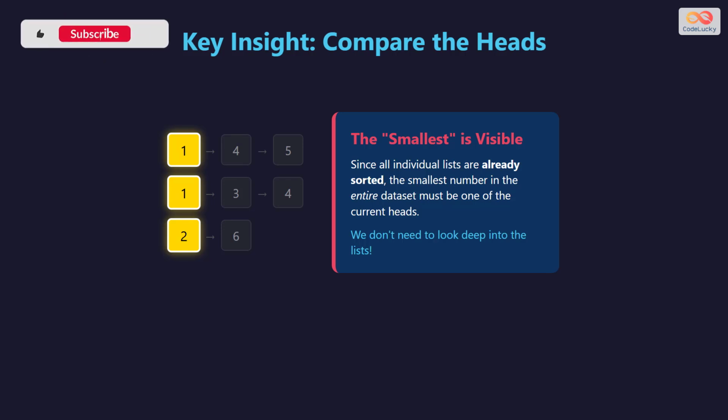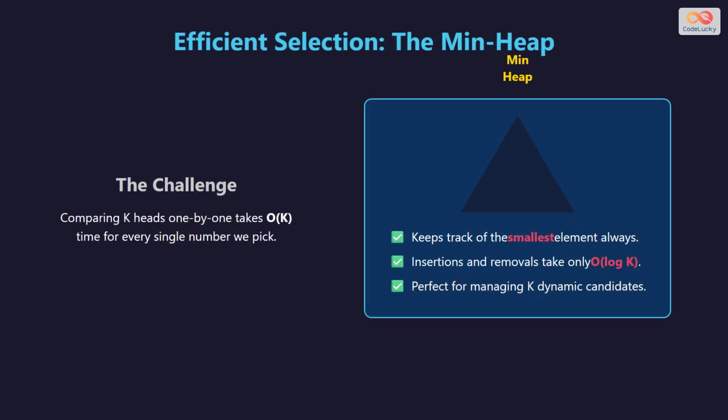So, how can we do better? The key insight lies in the fact that our input lists are already sorted. This means the smallest number in the entire dataset isn't hidden somewhere in the middle. It has to be at the very front, the head of one of our lists. We don't need to search the whole pile, we just need to compare the current heads. The problem is, if we have a lot of lists, comparing all their heads one by one is slow.